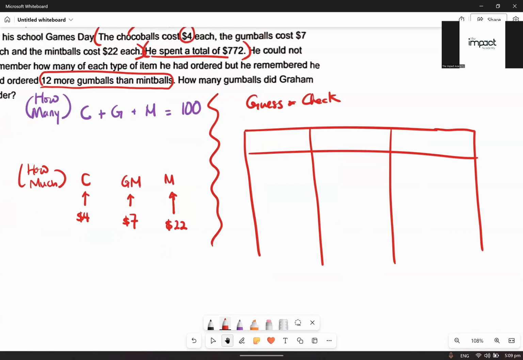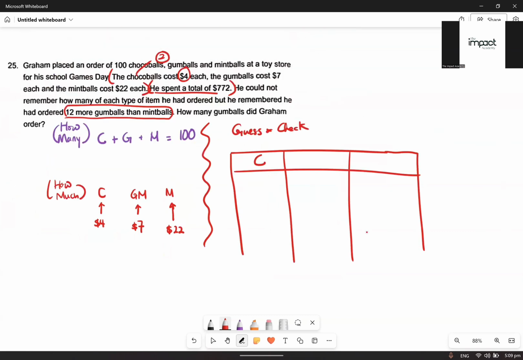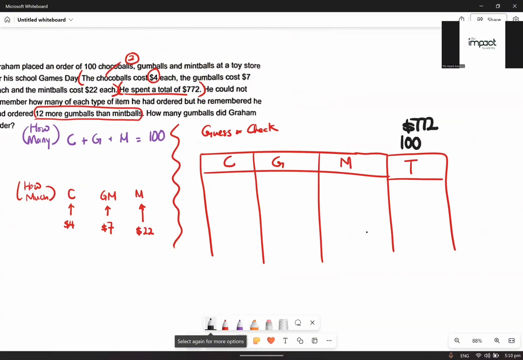So what you want, of course, you are going to start with choco over here, gum over here, mint over here. Of course, you have your last column, which is the total. Remember what you need. You need this to be 100 and you need this to be $772. Am I making sense? And always remember that the gumball, very important sentence, is that the gumball is more than the mint ball by 12. Okay.